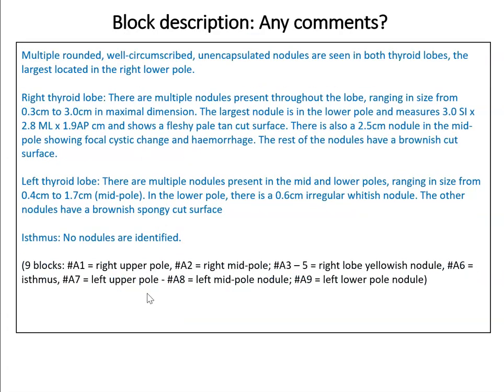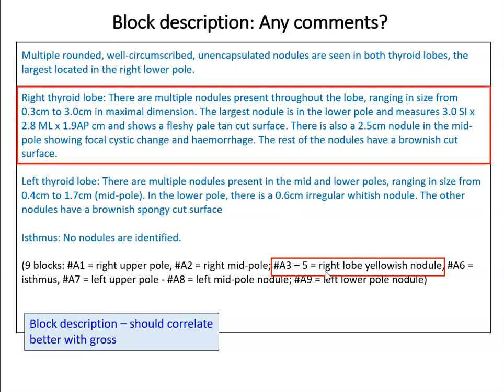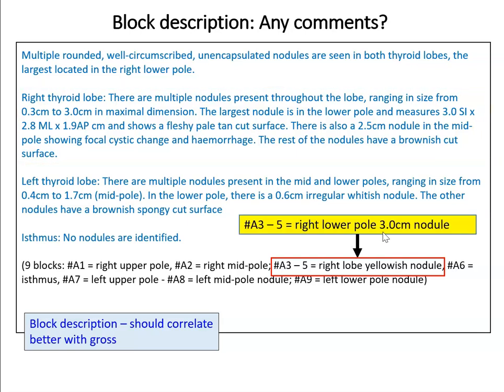For this same description, I have now included the block description, and I'm just wondering if there are any comments on this. So this is quite useful because we have the exact location. However, when it comes to this A3 to 5, it says right lobe yellowish nodule. However, if you try to correlate this with the gross description, you don't really see any corresponding yellowish nodule being described. So this, in effect, is referring to the 3 centimeter nodule. And if we mention this, it is a lot clearer where we have taken the sample from.